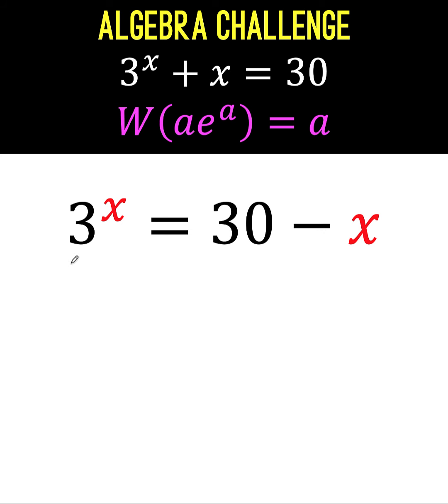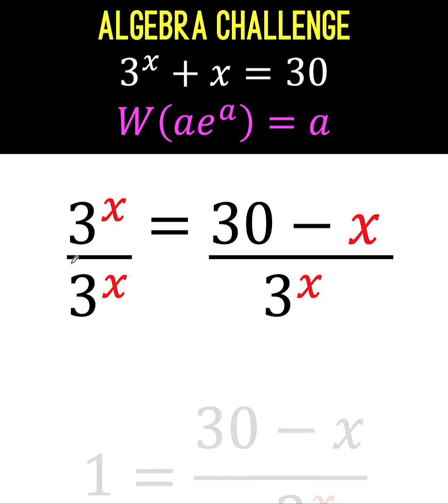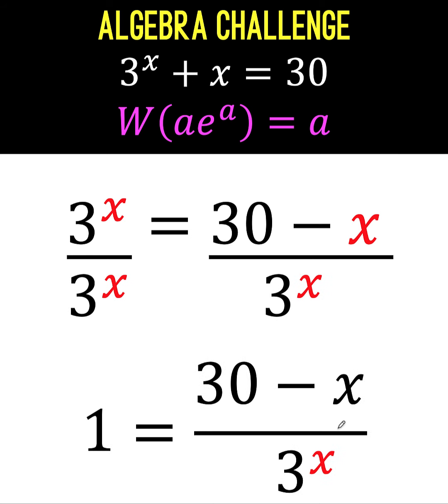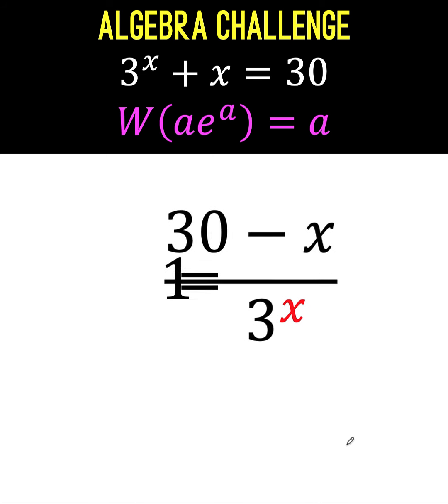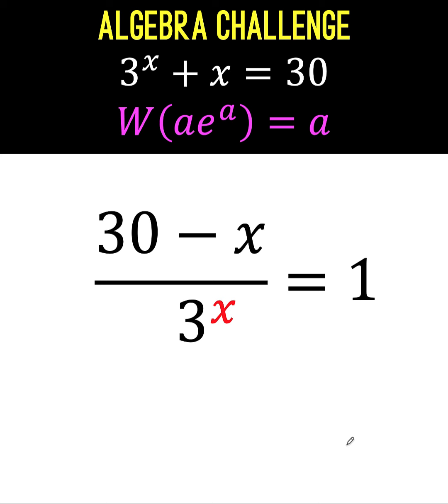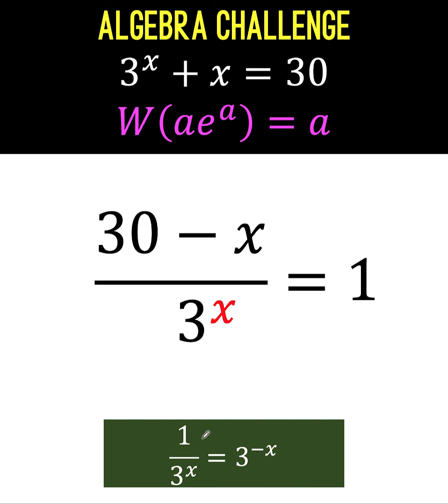Then let's divide both sides of the equation by 3 raised to x so that the left side becomes 1 and we just copy the right side. Now let's interchange the order so that 1 is at the right side of the equation. Then let's recall this property. When you have 1 over 3 raised to x, that is just the same as writing that as 3 raised to the negative of the exponent of the denominator.